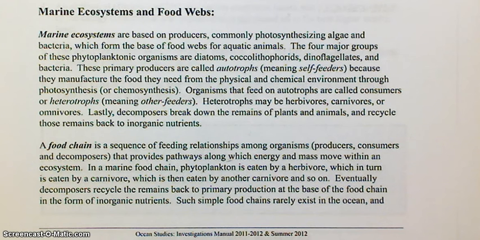Organisms that feed on autotrophs are called consumers or heterotrophs, and that means other feeders. Heterotrophs may be herbivores, carnivores, or omnivores. Lastly, decomposers break down the remains of plants and animals and recycle those remains back to inorganic nutrients. Okay? We'll talk about a food chain in just a second.